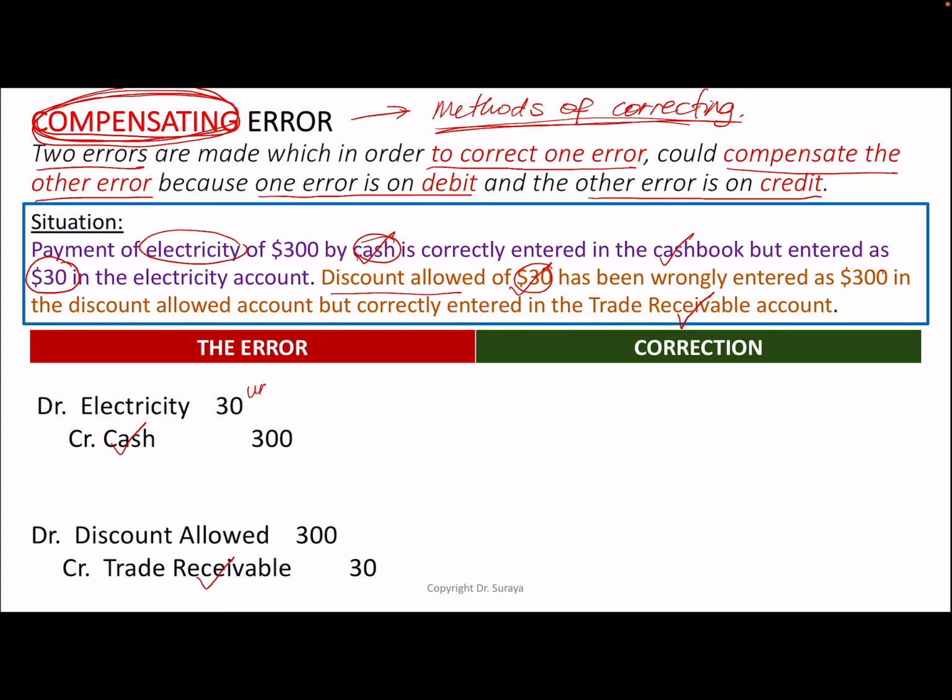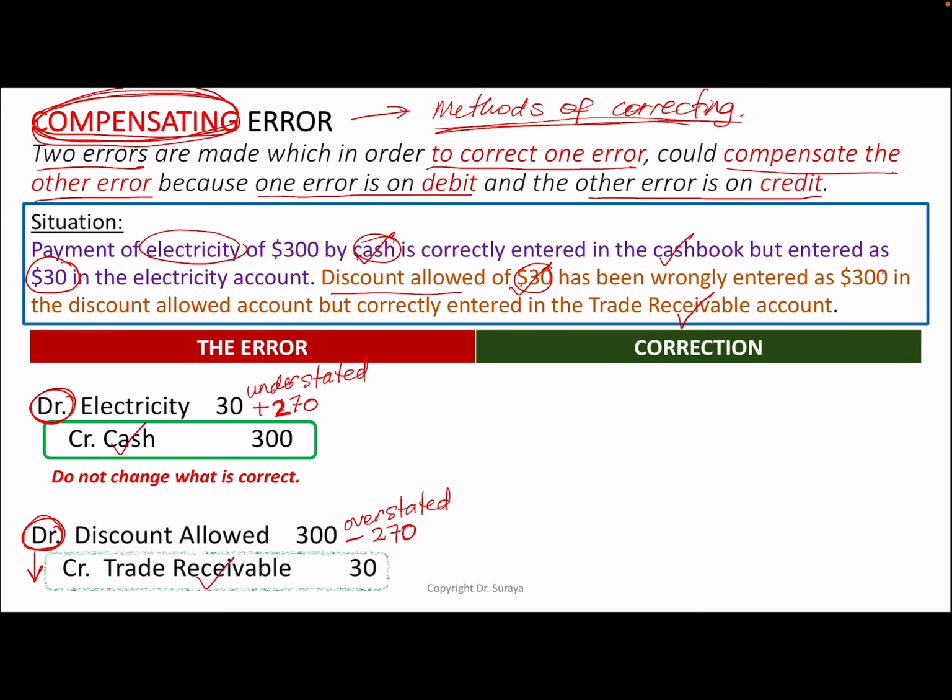This is understated. And discount allowed is overstated. So you know, if it is understated, you need to plus 270 to make it 300. And this is overstated, means you need to minus 270 to make it 30. So when you need to plus, debit stays as debit, but when you need to minus, debit becomes credit.